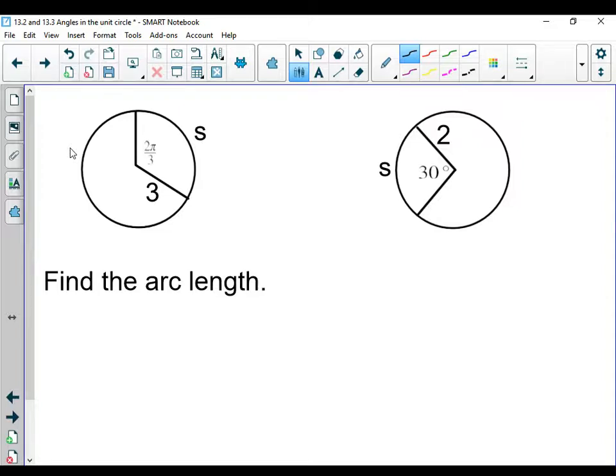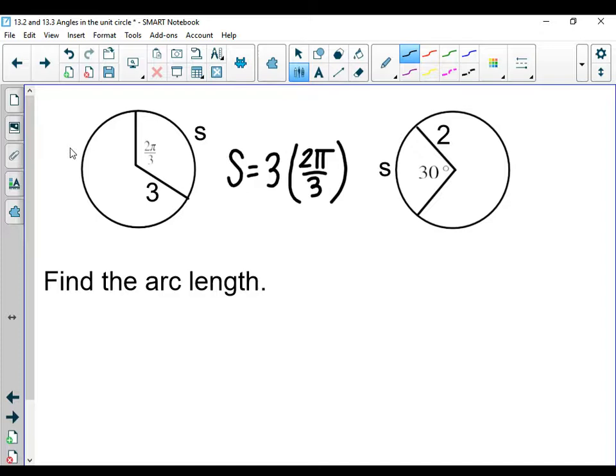Okay, so the first example is in radians, so we're good. This makes our answer and question and everything like that super simple, okay? So if I want to solve for my arc length, I'm just going to do my radius times my theta, which is already in radians, so I'm good.